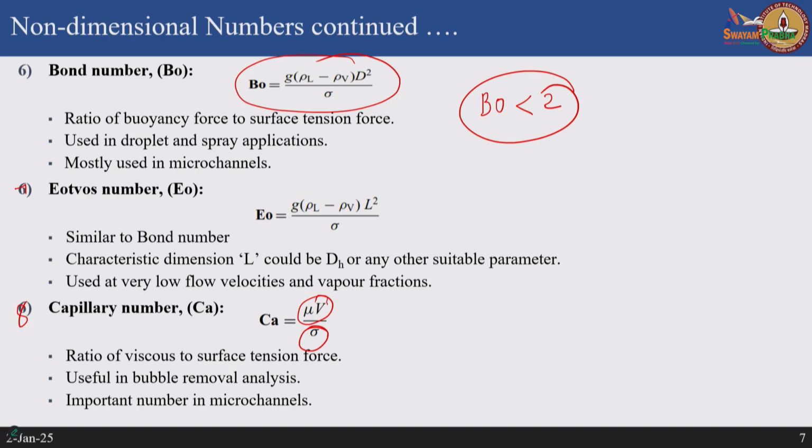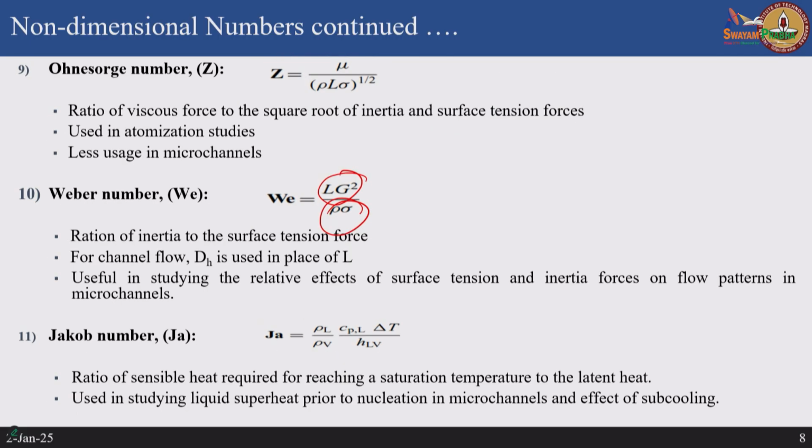So bond number is important, capillary number is also important, and then people use other numbers like Ohnesorge number. Ohnesorge number is a combination of the ratio of viscous force to, in the denominator, both the inertia and surface tension forces. Sometimes they are used in atomization studies. We do not use Ohnesorge number in flow boiling in tubes. Primarily in sprays you come across Ohnesorge number. There are different spray regime characterization maps based on Ohnesorge number.